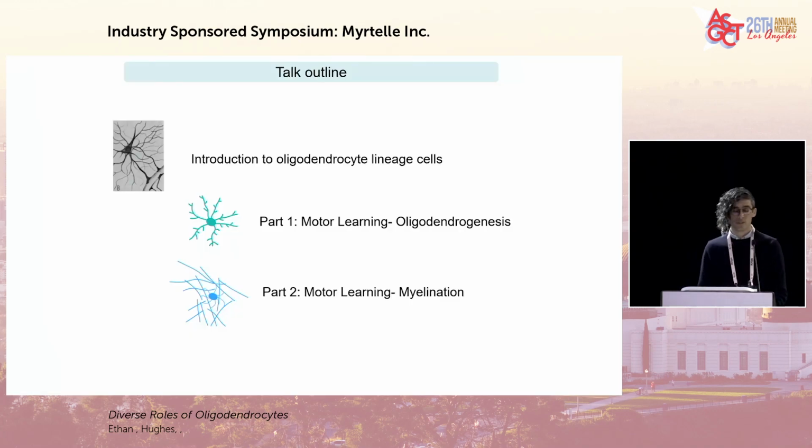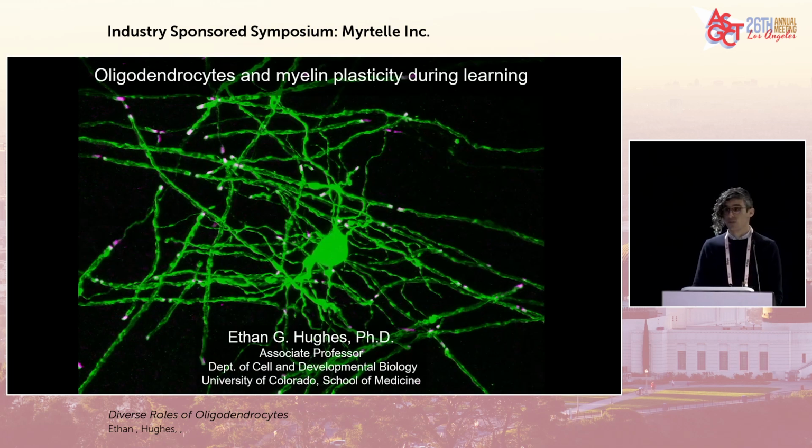Okay, thank you very much for the kind introduction, as well as the very nice introduction to the importance of oligodendrocytes in myelination, not only in health, but also in disease. And so in this short talk, I'm going to focus around the role of oligodendrogenesis and myelination in the context of the healthy brain, specifically around motor learning.